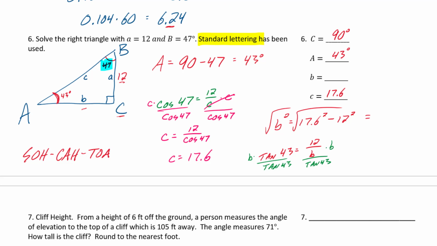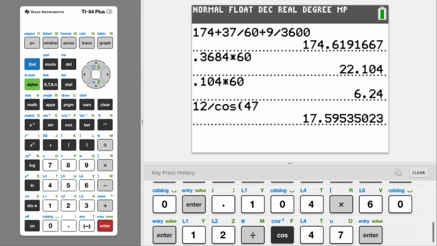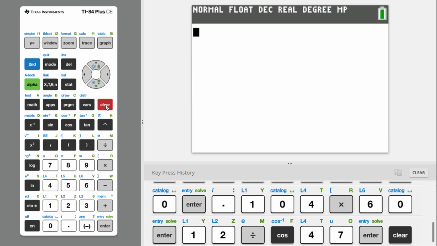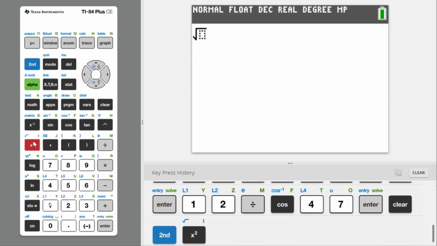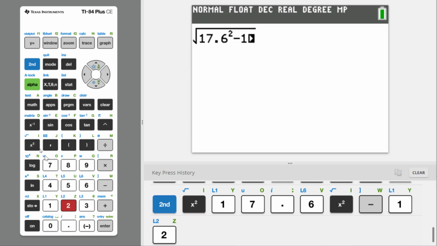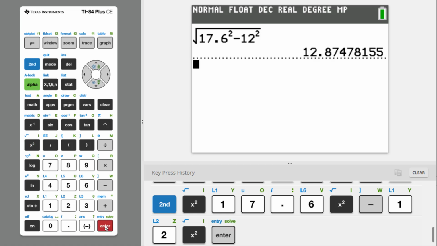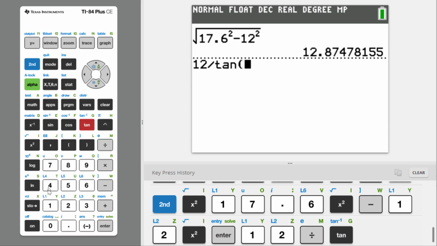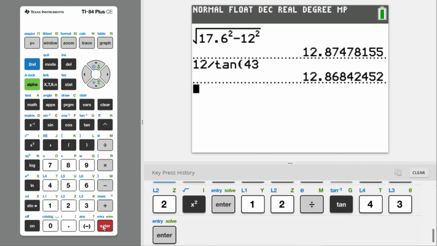So showing that here as I bring up the calculator, go ahead and clear all that stuff out. Do the square root one first. So square root, we had 17.6 squared minus, and then it was 12 squared for the other side. That gives me about 12.9-ish. If we did the other way, which was 12 divided by the tangent of that other angle, 43, that gives me also something about 12.9-ish, but there is a little bit of margin for error.